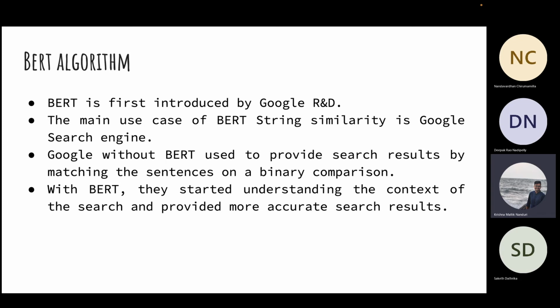But when BERT is introduced to Google search engine, however the sentence is written, however they type the sentence, BERT understands the context of those sentences and then provides the most accurate results that is possible by Google search engine. So that's how BERT has changed Google and its search engine optimization.